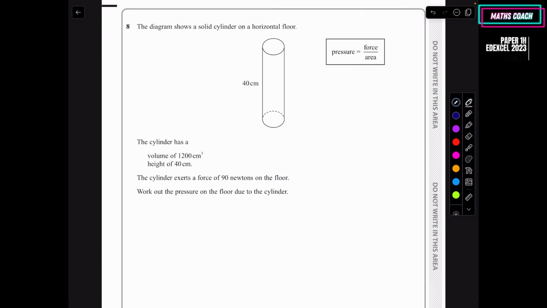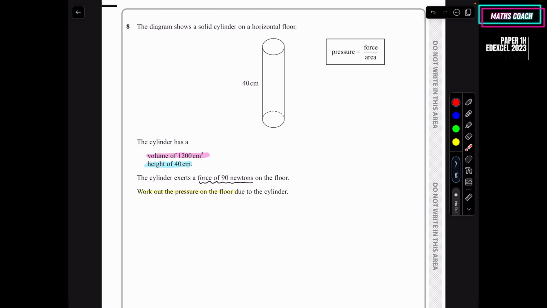Right, question number 8. The diagram shows a solid cylinder on a horizontal floor. We've been given the formula for pressure, and we've been given the height of that cylinder. We're told that the cylinder has a volume of 1200 centimeter cubed and a height of 40 centimeters. And we are told that the cylinder exerts a force of 90 newtons on the floor. So this cylinder right here is exerting that 90 Newton force on that floor. Work out the pressure. That's what we're trying to do. We're trying to work out the pressure on the floor due to the cylinder.